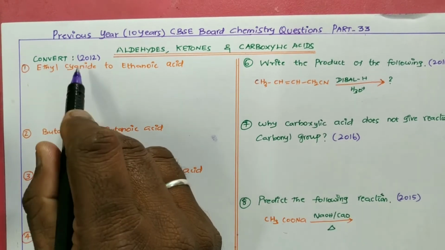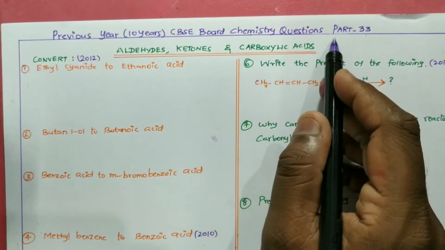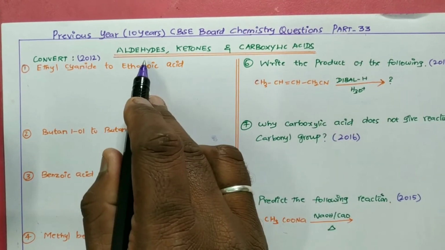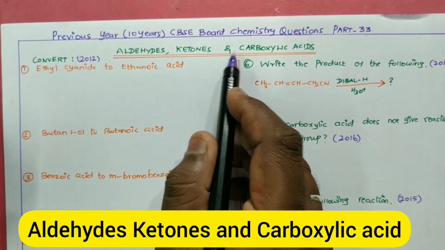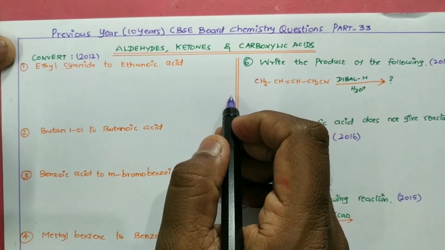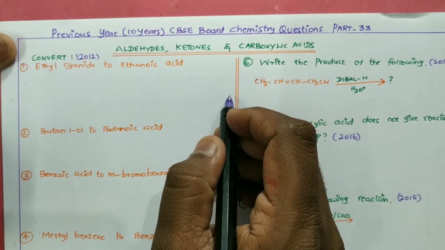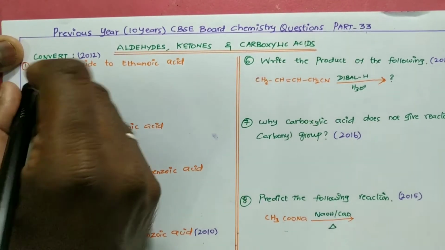Today we are going to talk about the previous year, that is last 10 year CBSE board chemistry questions, part 33, in which we are going to discuss the aldehydes, ketones and carboxylic acid chapter. So here question number 1 is: convert the following, that is ethyl cyanide. So we have to be very careful.